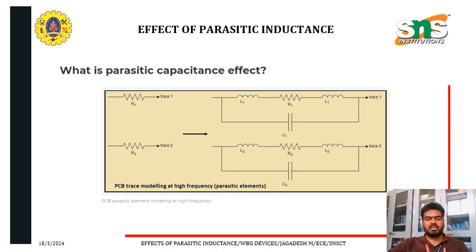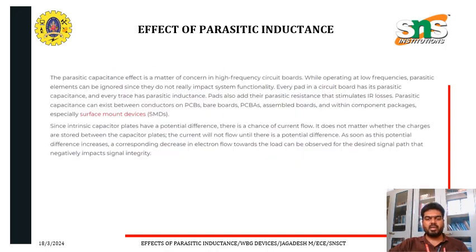What is parasitic capacitance? The element is shown in this diagram. This is a PCB trace modeling at high frequency, and the parasitic elements are present over here. The parasitic capacitance effect is a matter of concern in high frequency circuit boards. While operating at low frequency, parasitic elements can be ignored since they do not really impact system functionality. Every pad in a circuit board has its parasitic capacitance and every trace has parasitic inductance.